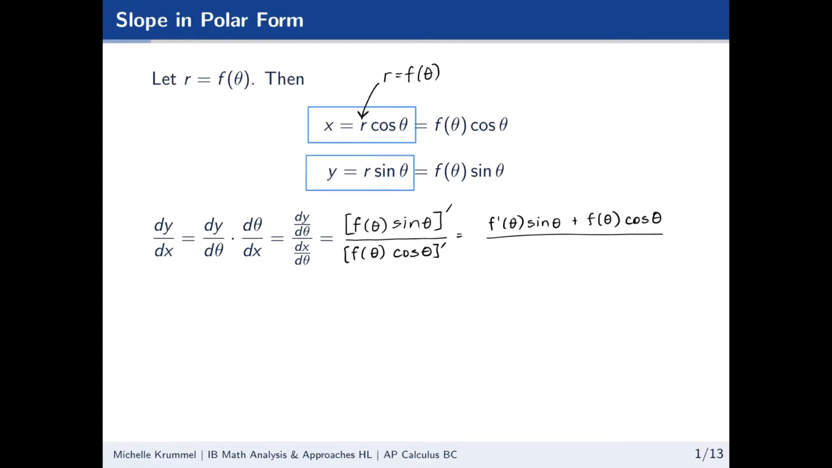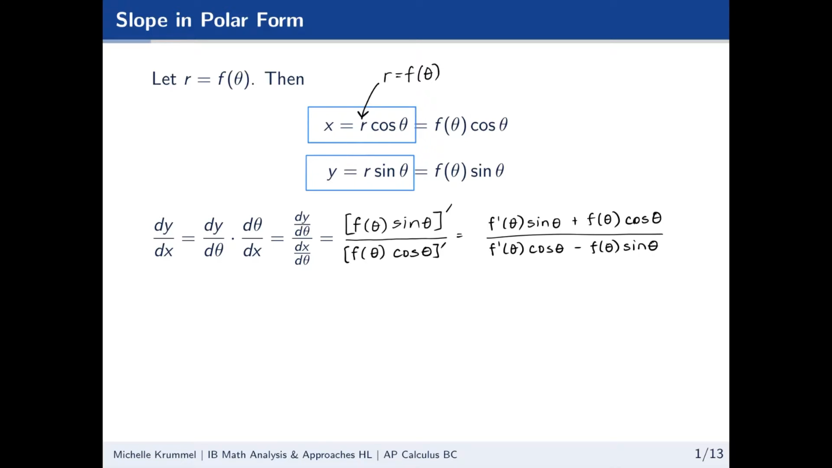And to find the derivative of the denominator, I'm also going to use product rule. Derivative of the first times the second plus the first times the derivative of the second.